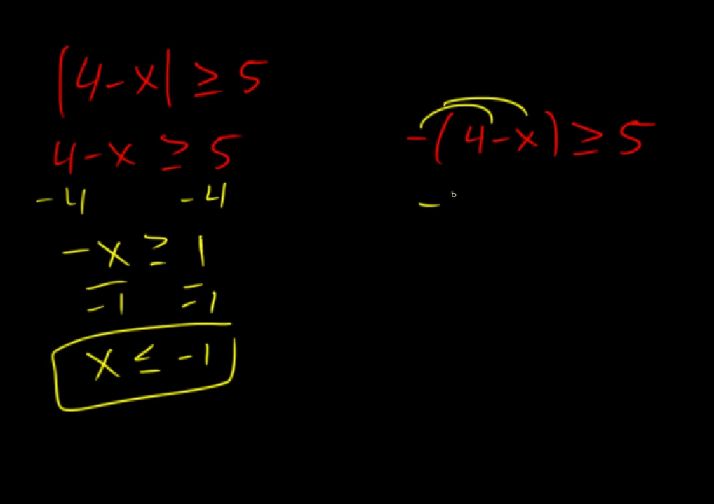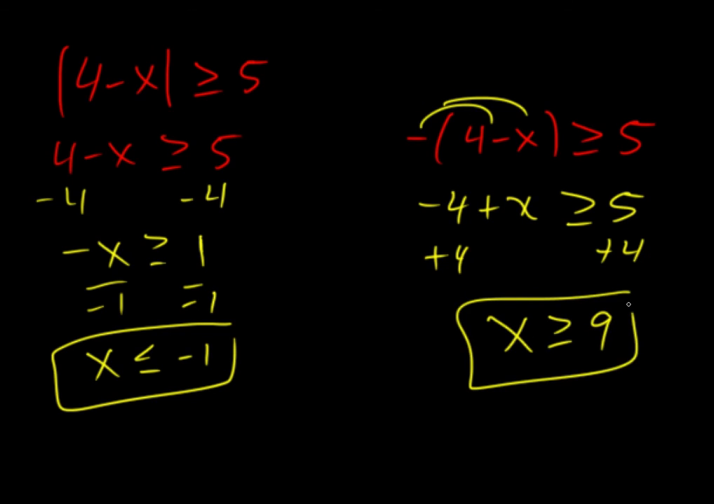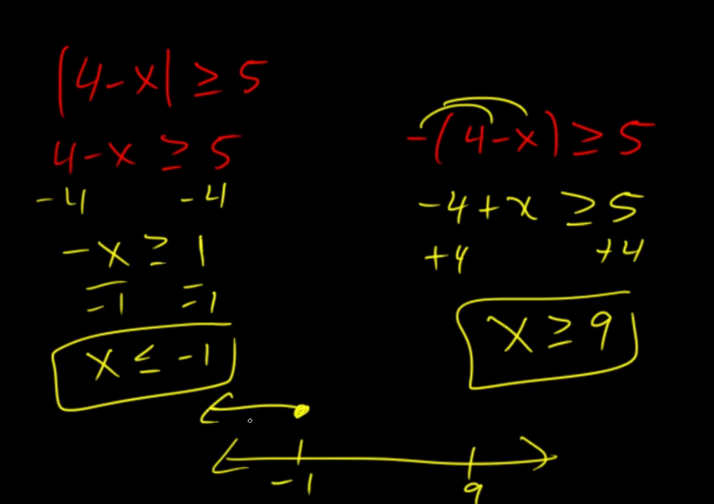Distribute a negative. -4 plus x. Add 4. X is greater than or equal to 9. So we look on a number line. -1, 9. And so that's just a situation where we say or.